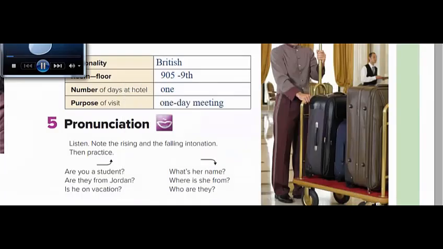Page 5, 5. Pronunciation. Listen. Note the rising and the falling intonation. Then practice. Are you a student? Are they from Jordan? Is he on vacation? What's her name? Where is she from? Who are they?